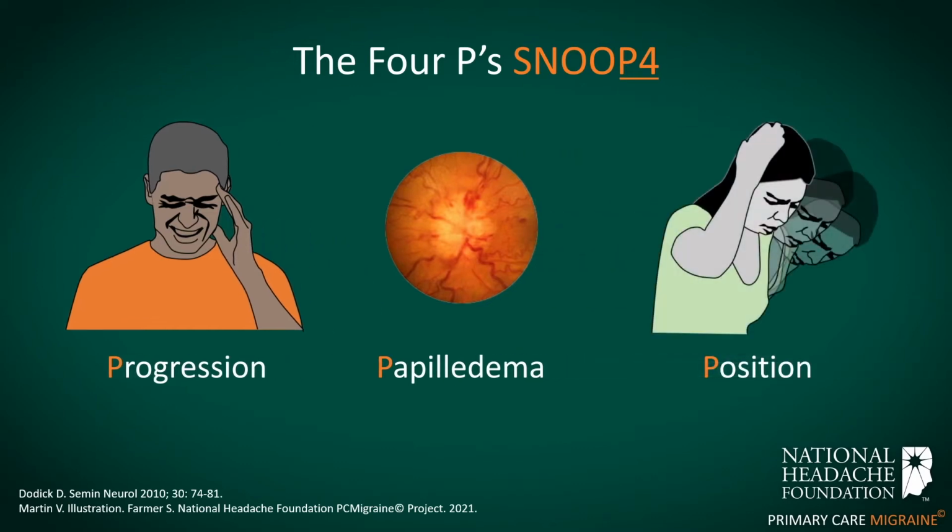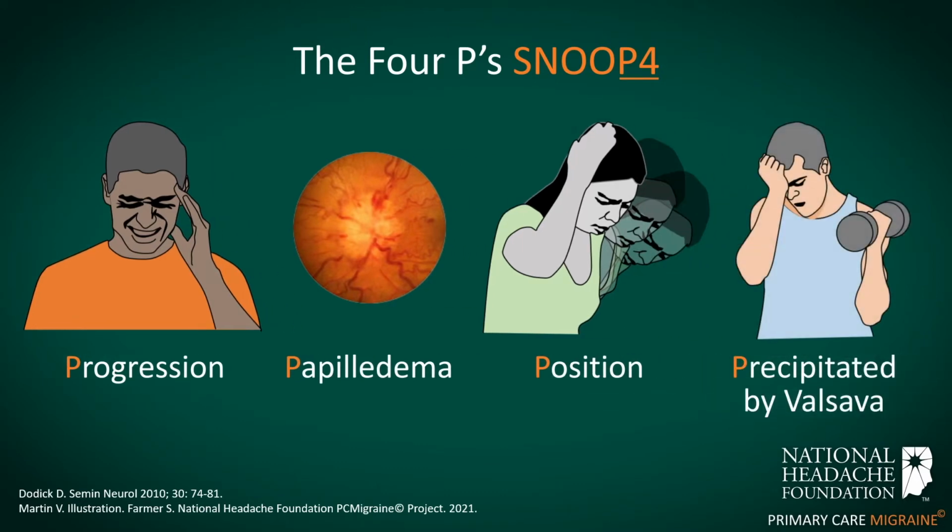The third P is position. If the headaches are worse with standing and better with lying down, then you could be dealing with intracranial hypotension. Conversely, if they are worse lying down and better standing up, then they could be secondary to intracranial hypertension. The final P is precipitated by Valsalva. This would include a worsening with exercise, sexual activity, coughing, or straining.